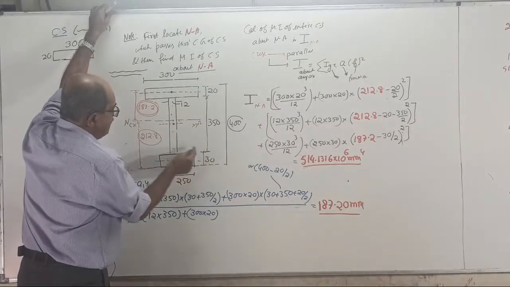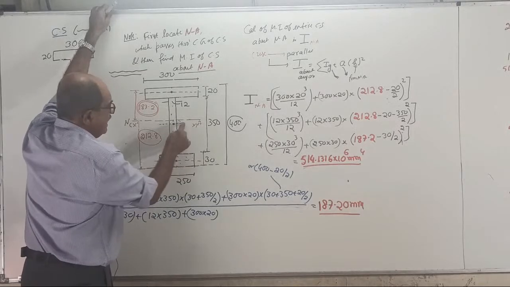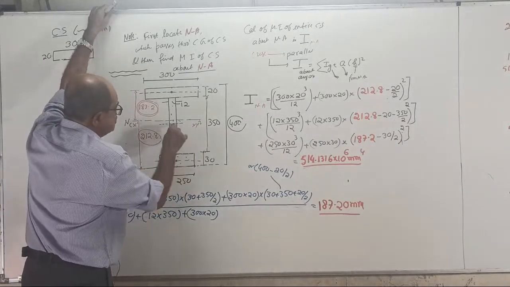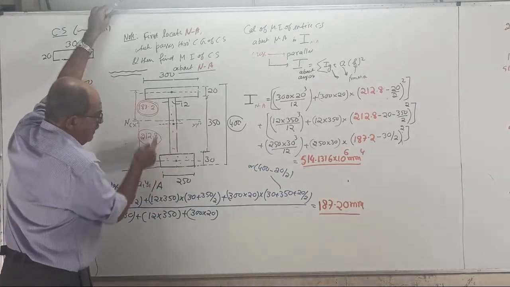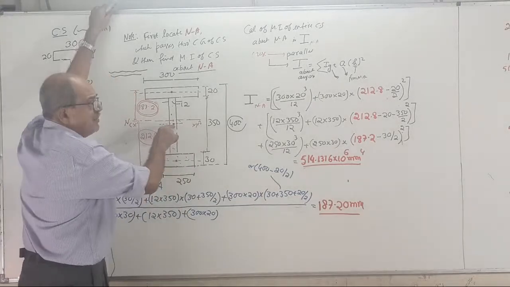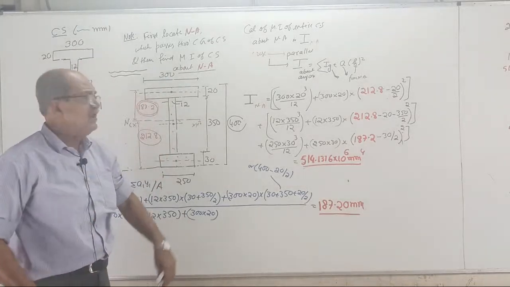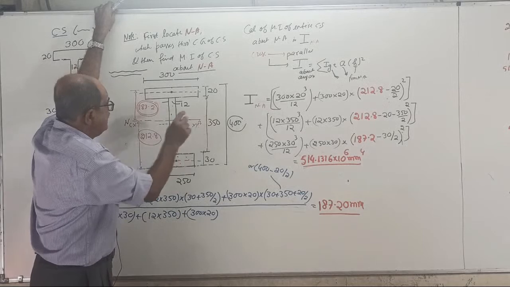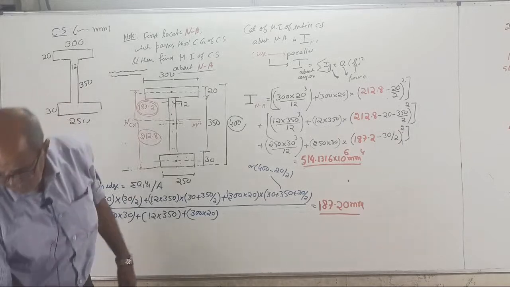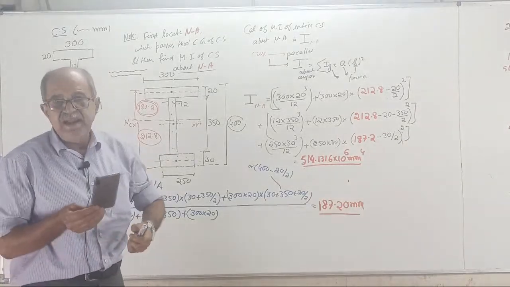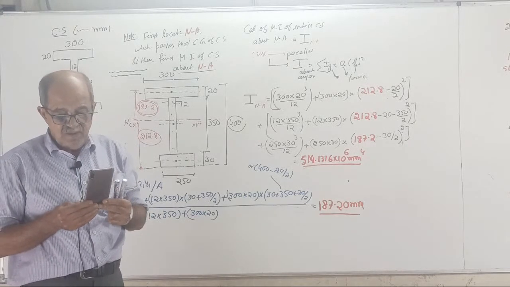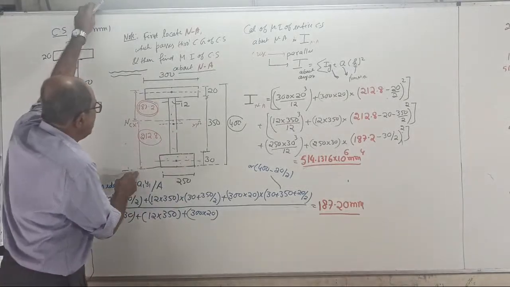So 30 plus half of 350, which is 175, gives 205. From here to the center of the web is 205. But the Y bar you got is 187. So your neutral axis, the x-axis, will it be slightly below the center of the web or above? Fast. Below. Last time it was 212, and I put it above.